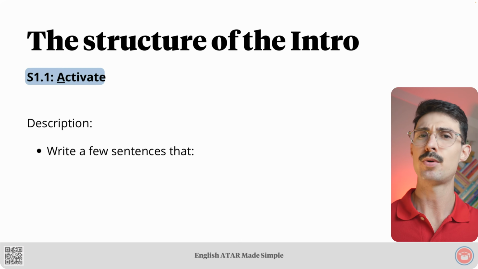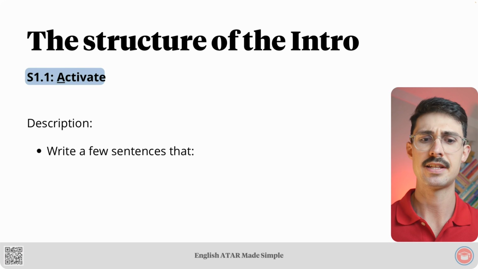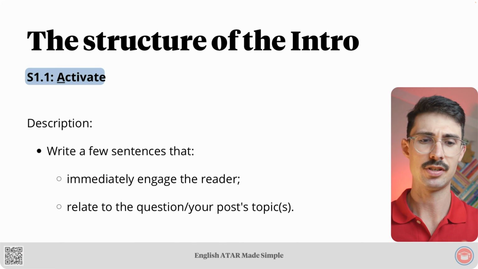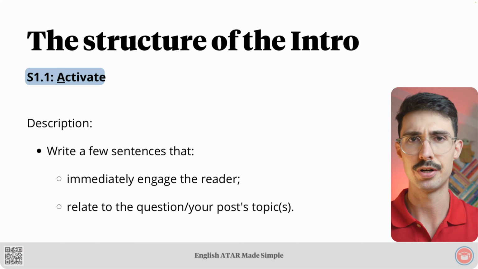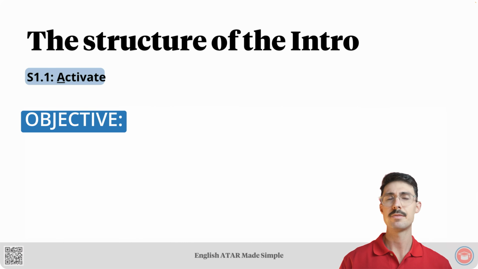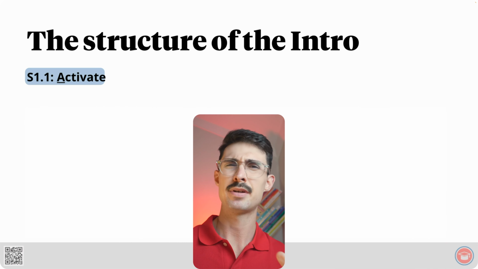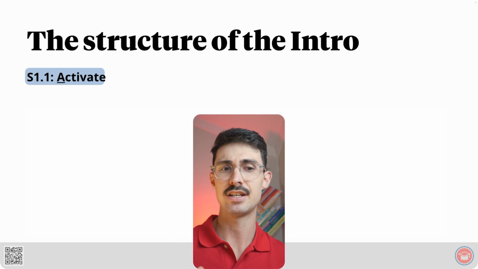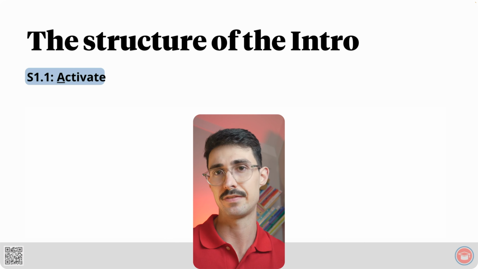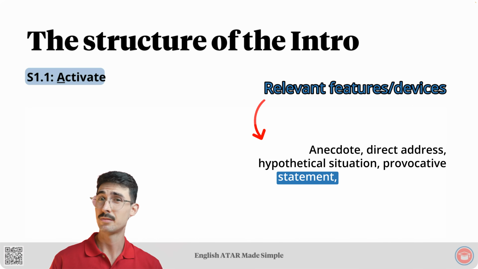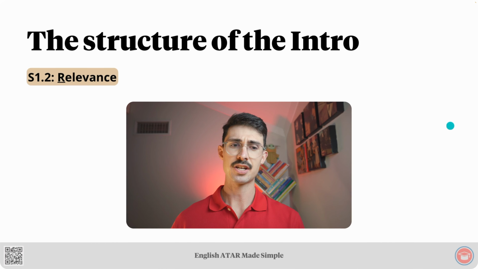This requires you to write a few sentences that firstly, immediately engage the reader, and secondly, relate to the question or your post topic or topics. The objective of the activate is to captivate the reader. Here are some potential features or devices that you can incorporate in the activate: anecdote, direct address, hypothetical situation, provocative statement, rhetorical question.